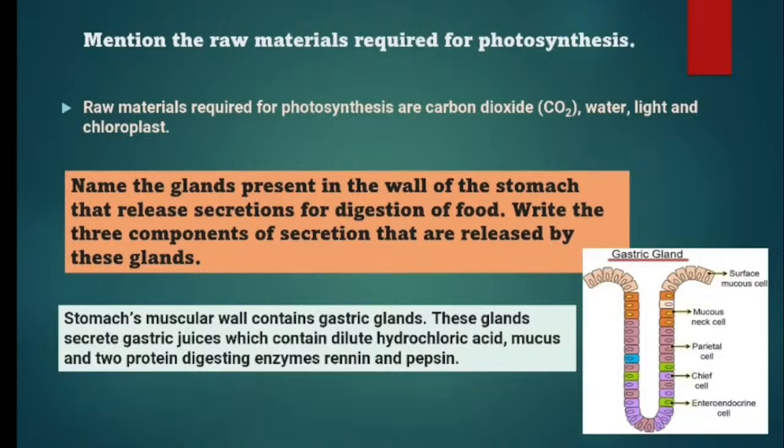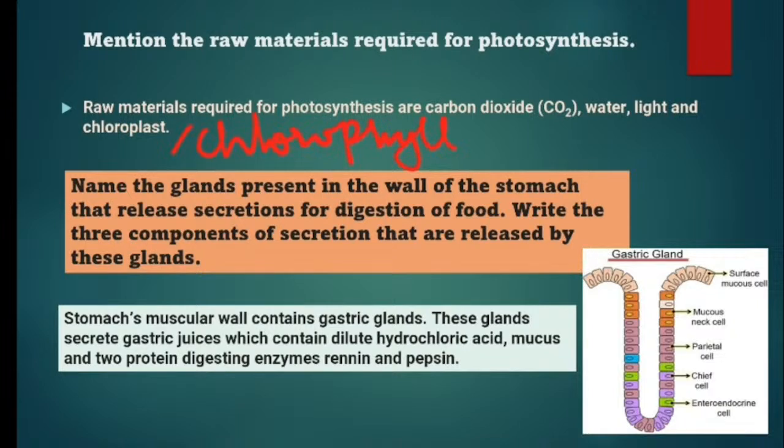Mention the raw materials required for photosynthesis. So, raw materials, as you all know, you need carbon dioxide, water, sunlight and chlorophyll or chloroplast. These are the raw materials that are required to conduct photosynthesis for green plants.